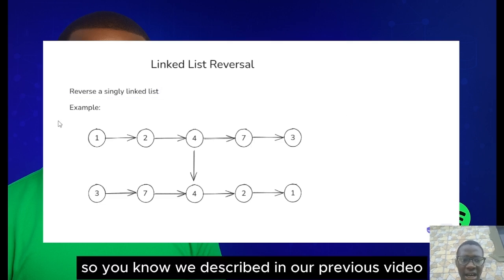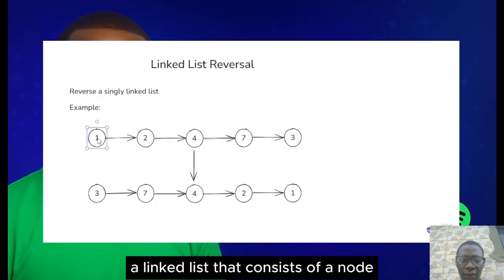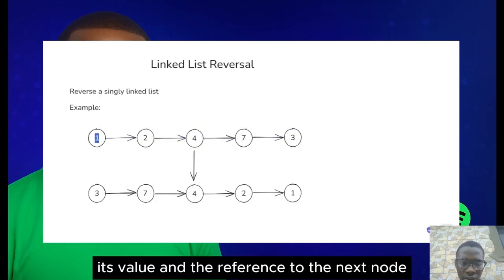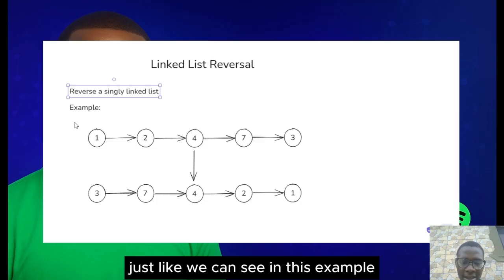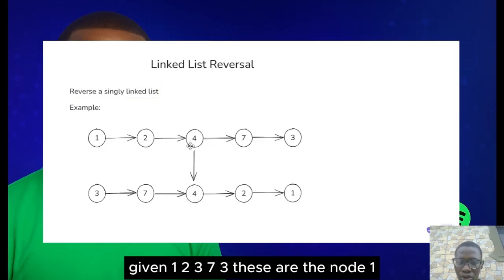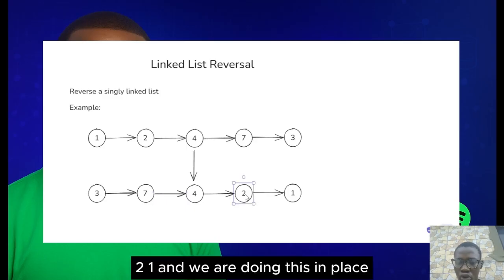As we described in our previous video, a singly linked list is a linked list that consists of a node, its value, and the reference to the next node. Now we want to reverse it, just like we can see in this example. Given 1 2 4 7 3, these are the nodes, and we are reversing it to become 3 7 4 2 1, and we are doing this in place.